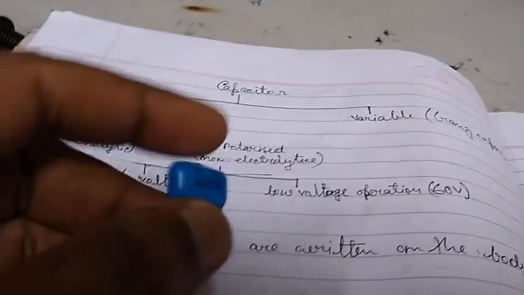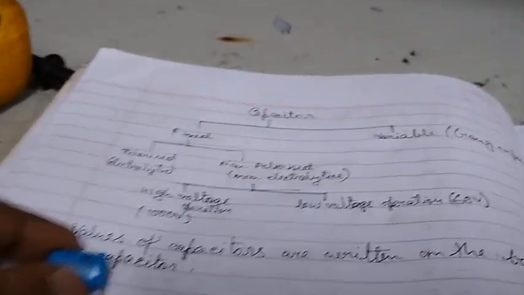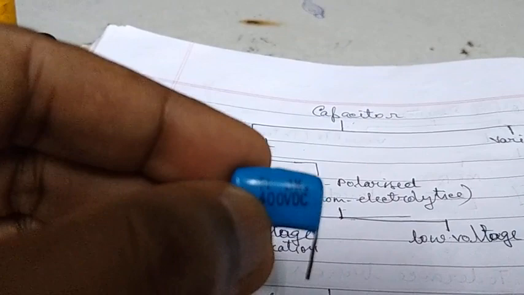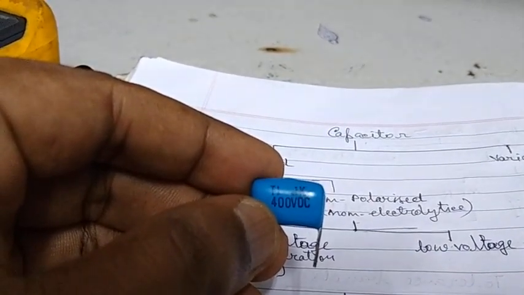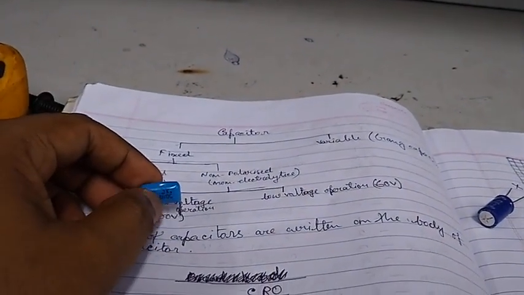And this capacitor is a non-polarized capacitor and it is used in high voltage operation up to 1000 volt, and this capacitor can operate up to, you can see, 400 volt DC. It can operate up to 400 volts, so we can apply it in high voltage operations. So these are the types of capacitors.